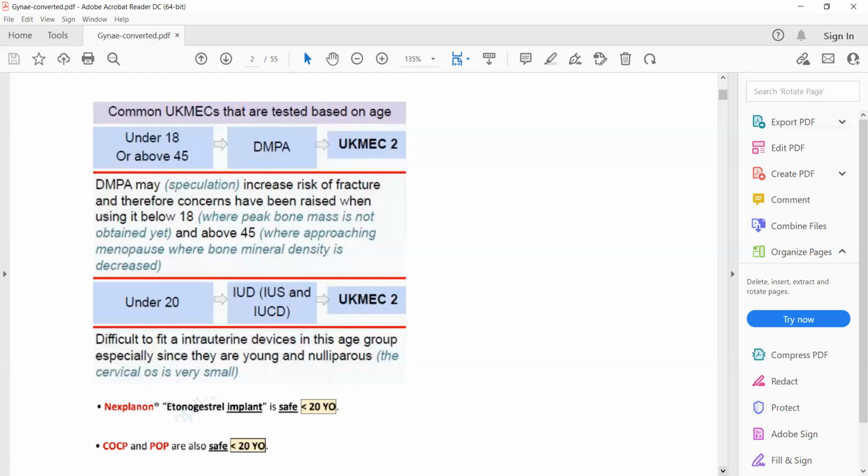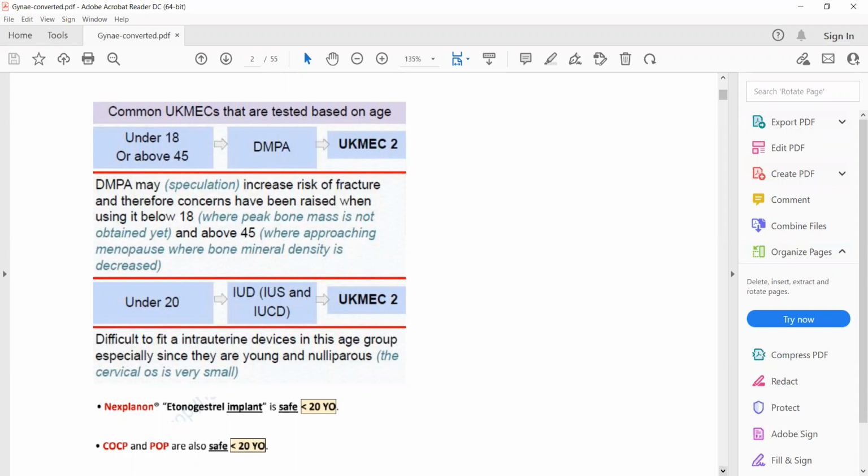So the methods for short-term contraception include combined oral contraceptive pills, which contain both progesterone and estrogen. Number 2 is progesterone-only pills. And number 3 is DMPA injections, which need to be taken every 3 months, while the pills need to be taken daily. So these 3 methods are used when the patient is looking for short-term contraception.